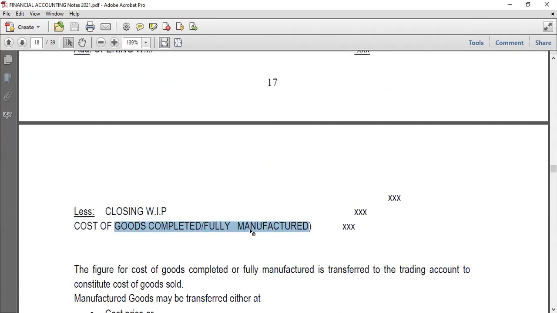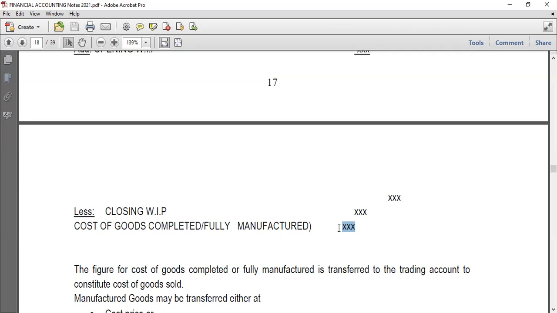Now, what we want to look at today is, once we've determined our cost of goods fully manufactured, we have two scenarios. We can either carry this figure the way it is and take it to our trading profit and loss, or we can actually add a markup.